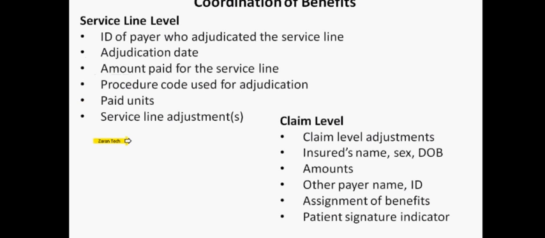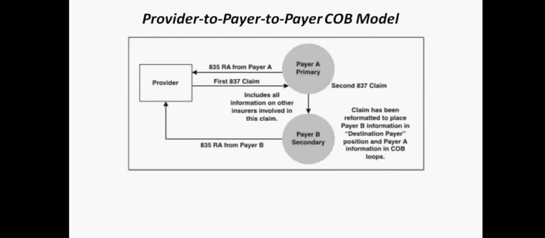So this COB information is at the service line, and also at the claim level information, we will be telling about the COB information, the claim adjustment, the insured's name, the amount, the benefits, the patient's signature indicator, some claim level information. Okay. This picture, I want to give you a little bit more understanding. When a COB is involved, how does the information flow between a provider and multiple insurance companies?